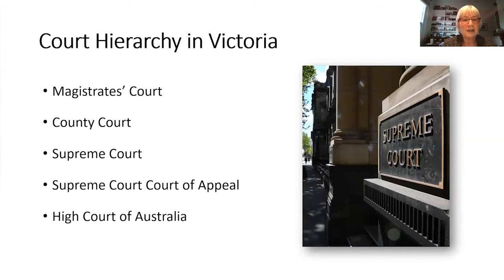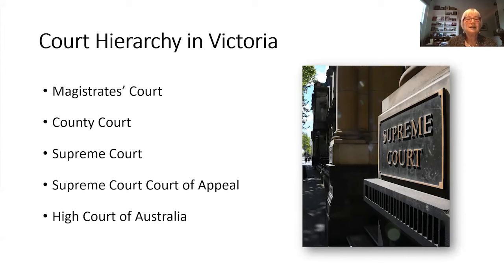Now, when I was talking about the rights of the accused, I spoke of the right to have your sentence or your conviction reviewed. That, of course, means appeals. So the appeal system operates in Victoria in context of the court hierarchy in Victoria. So the court hierarchy is the different levels of court in Victoria. And there is a slide that I've got, thank you, that shows the court hierarchy in Victoria.